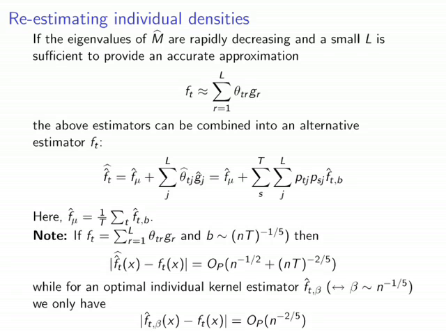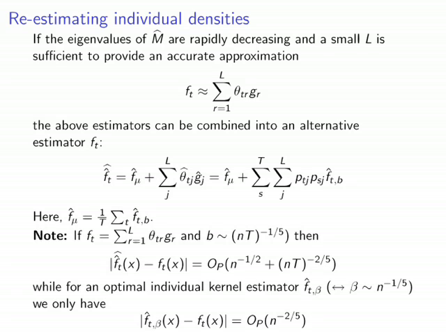And what you can show, if now here is a qualitative assumption that this goes up to a fixed L, that the L is not equal to T but a fixed L, then you can show that essentially F hat, the re-estimated individual densities, is of the order of magnitude n to the minus 1/2 and T to the minus 2/5, which means essentially it's much better than the usual non-parametric rate of convergence from your estimates.